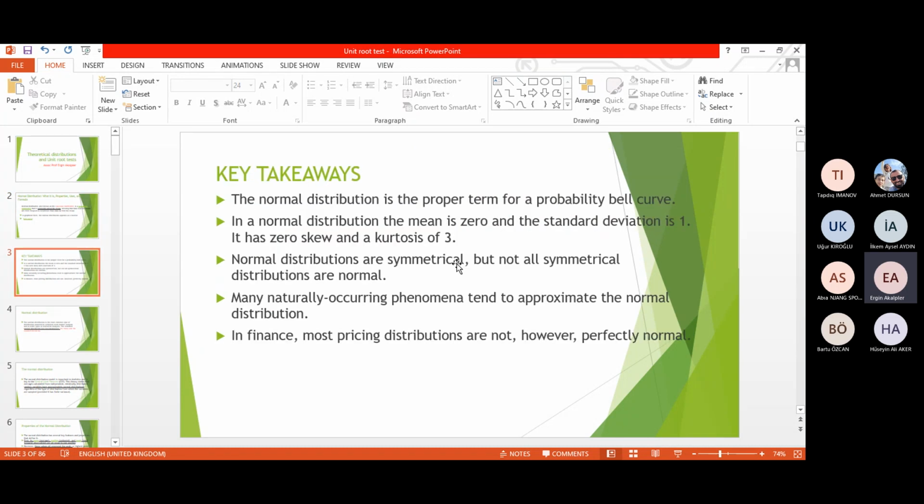The key takeaway here is that the normal distribution is the proper term for the probability bell curve. In the normal distribution, the mean is 0 and the standard deviation is assumed to be 1, and it has 0 skew, and the kurtosis is supposed to be 3. Normal distributions are symmetrical, but not all symmetrical distributions are normal. Many naturally occurring phenomena tend to approximate the normal distribution. In finance, most pricing distributions are not, however, perfectly normal.